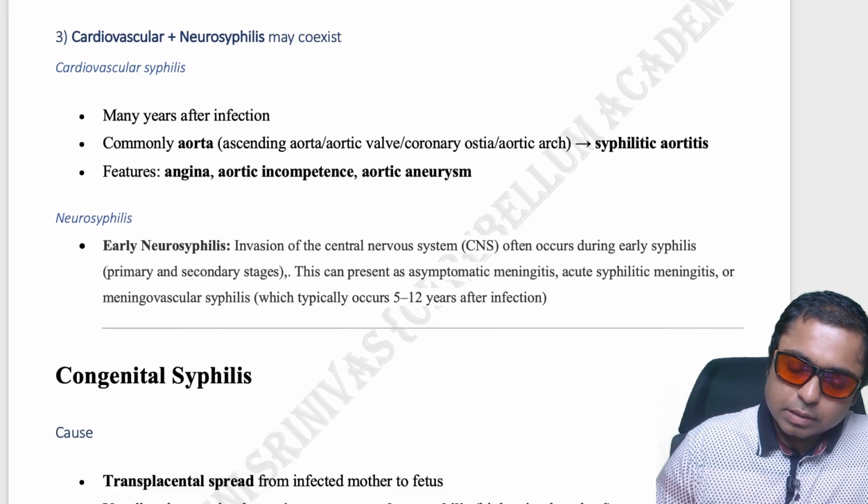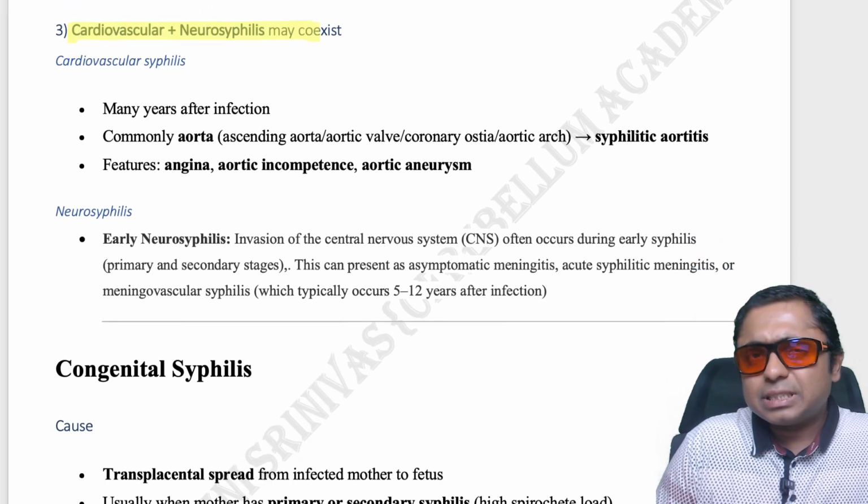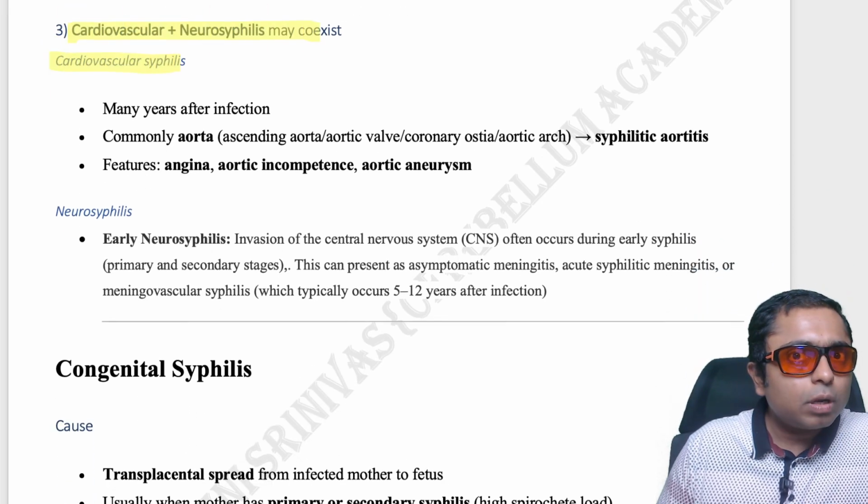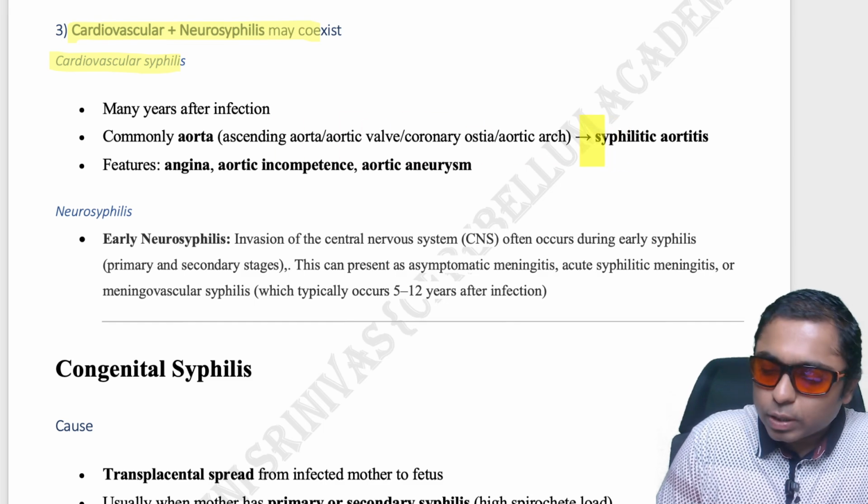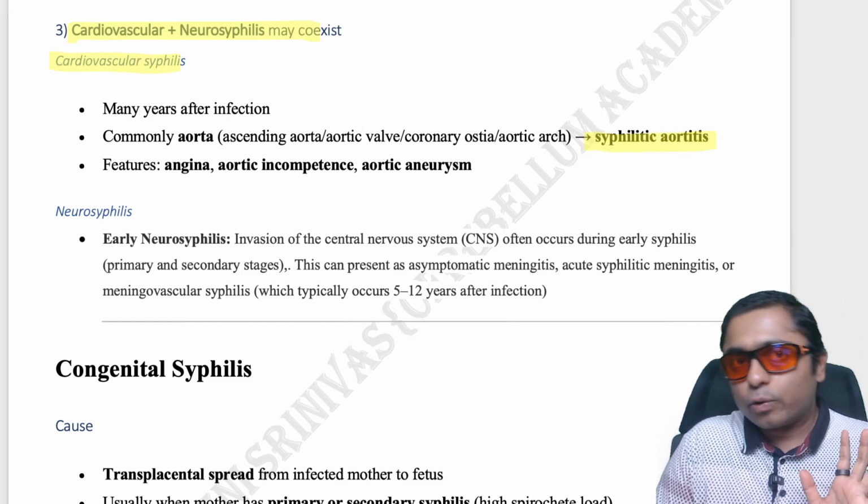So this is okay. Cardiovascular neurosyphilis, just remember, the cardiovascular involvement is going to be mainly of the aorta, and this is called syphilitic aortitis.